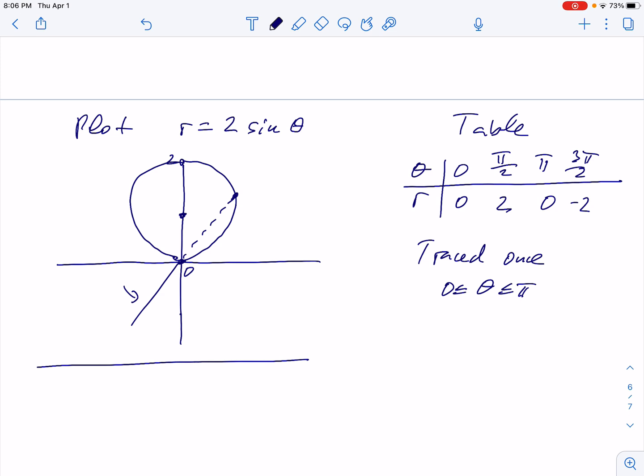Okay, enough for this lecture. Next time we shall study tangent lines and areas.